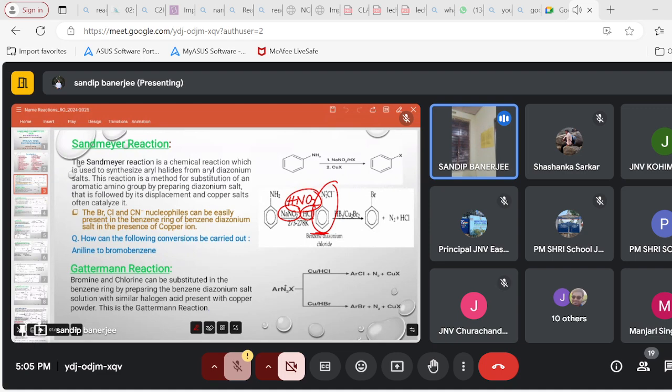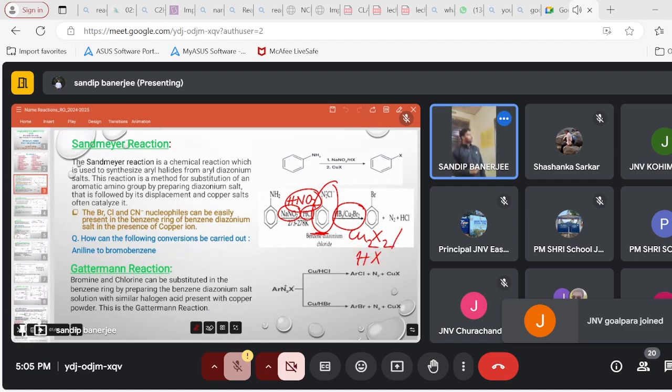And in the second step, the reagent is nothing but CuX, or sometimes teachers write Cu2X2, and HX. Here X might be, as I told you, chlorine, bromine, or cyanide. So by this process, you can get chlorobenzene, bromobenzene, or cyanobenzene. So this is the best step to get your aromatic halide by this process.